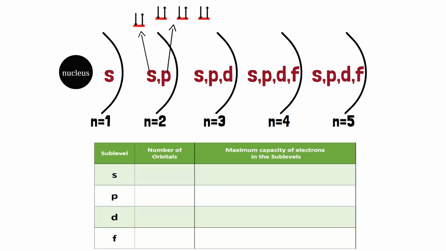As we have already known, the sublevel S consists of 1 orbital, so the maximum capacity of it is 2 electrons. While the sublevel P consists of 3 orbitals, that is, their maximum capacity is 6 electrons. Sublevel D consists of 5 orbitals, so their maximum capacity is 10 electrons. While the sublevel F consists of 7 orbitals, then their maximum capacity is 14 electrons.